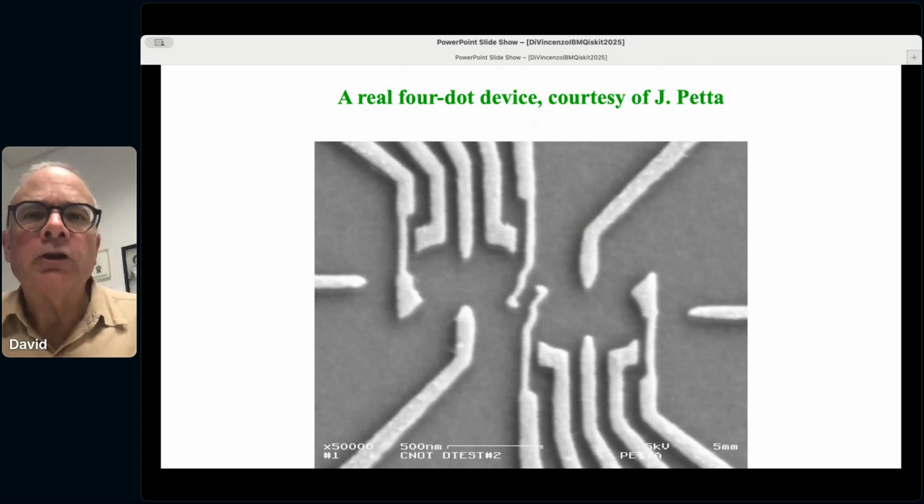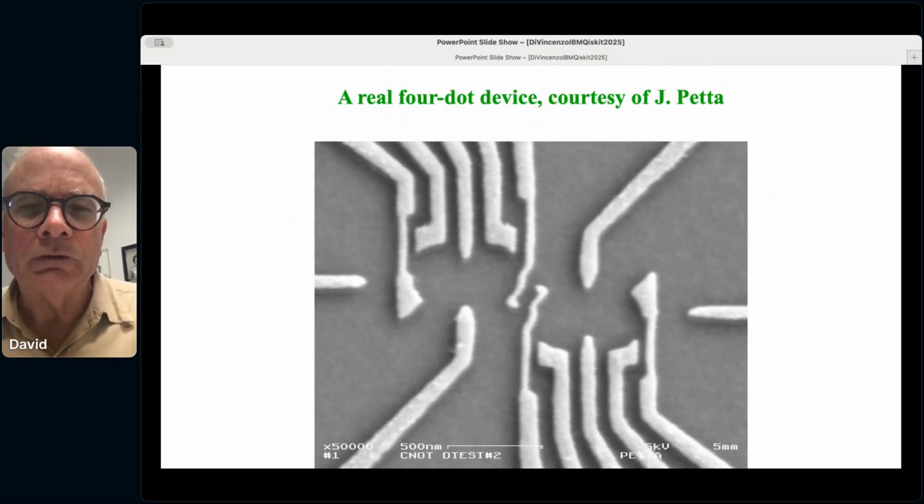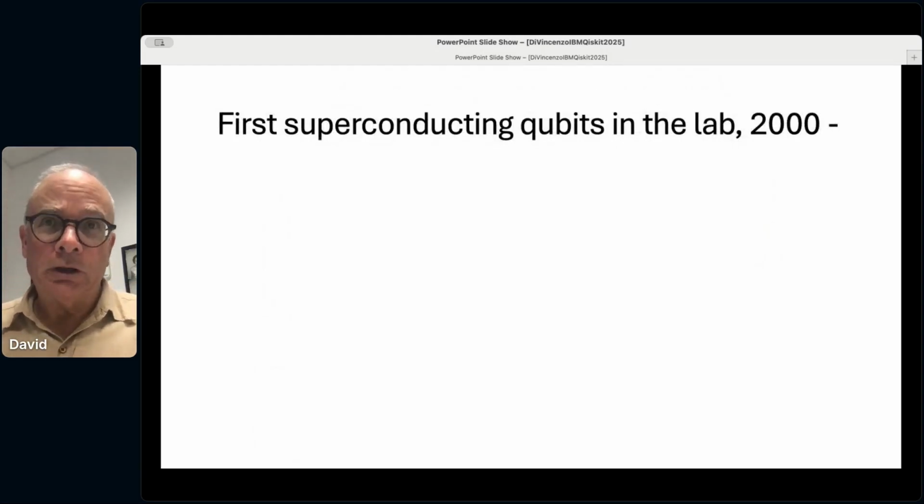But I think at this point in the talk, I'll stop the line of spin qubits, and instead talk about superconducting qubits.